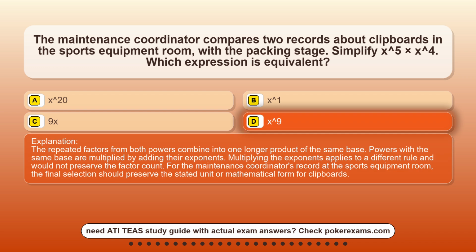The repeated factors from both powers combine into one longer product of the same base. Powers with the same base are multiplied by adding their exponents. Multiplying the exponents applies to a different rule and would not preserve the factor count. For the maintenance coordinator's record at the sports equipment room, the final selection should preserve the stated unit or mathematical form for clipboards. Question 18.